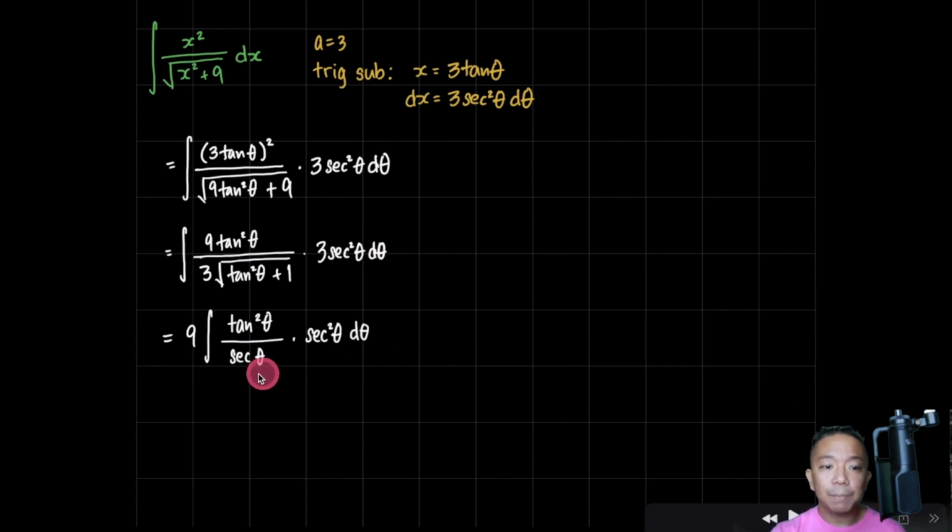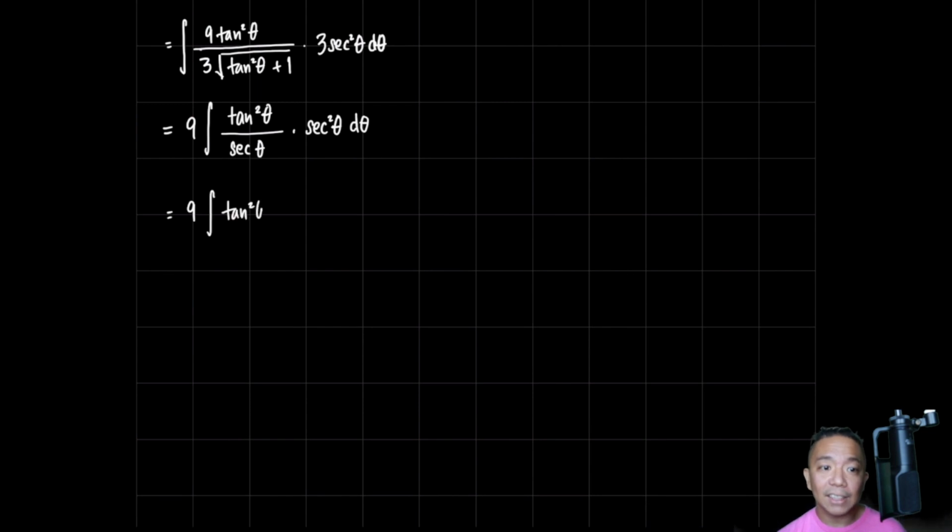For our next step, i-cancel out lang natin yung secant sa baba at yung secant squared sa taas. So we could rewrite it as 9 times the integral of tangent squared secant theta d theta. So we have a trigonometric integral at our hands, even power of tangent, odd power of secant. From our previous lesson, we know that this is the difficult na scenario. Ito yung less than ideal.